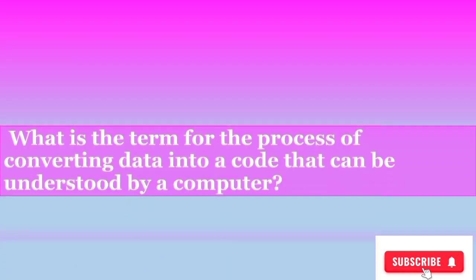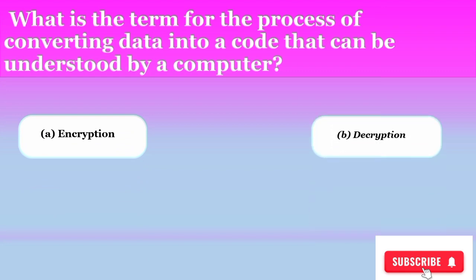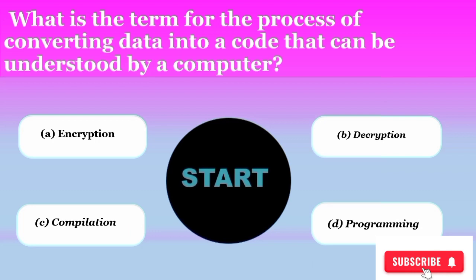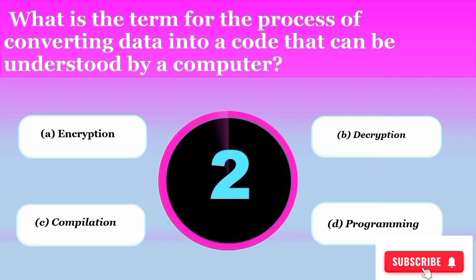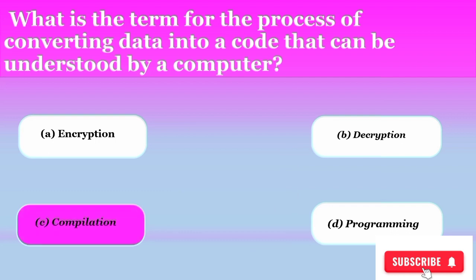What is the term for the process of converting data into a code that can be understood by a computer? A. Encryption. B. Decryption. C. Compilation. D. Programming. The correct option is option C, compilation.